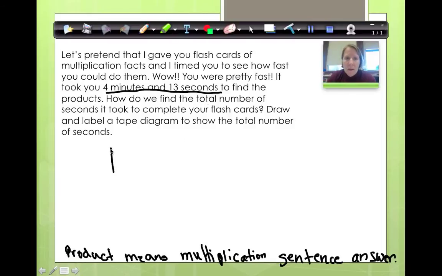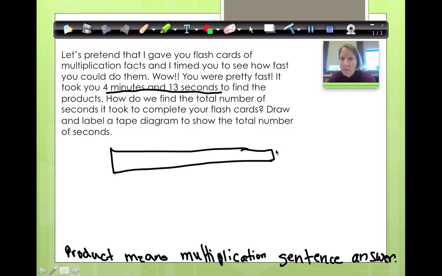Alright, start with your tape diagram. No problem with that. We can draw a big rectangle. Okay, well, I want to know how many seconds, but I have minutes. How many seconds are in a minute? Well, I know I have 60 minutes in an hour. How many seconds are in a minute? 1 minute has 60 seconds, right?